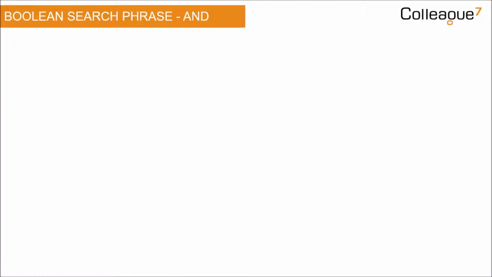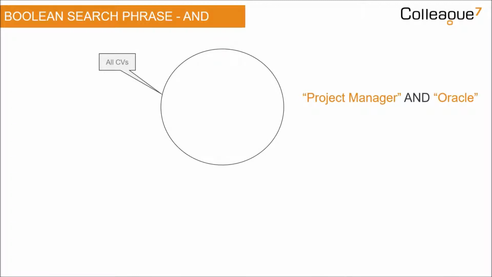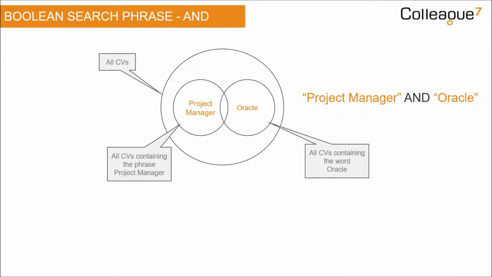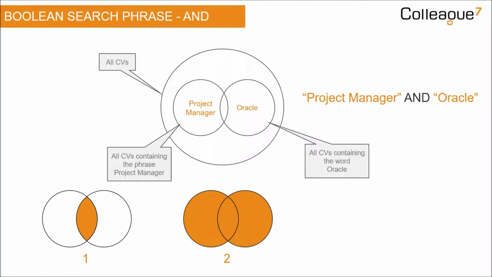Okay, so in this slide we'll be looking at AND logic. The specific example is project manager and Oracle. So we're going to be searching all CVs, and in some of those CVs we'll be finding project manager, and in some we'll find Oracle. What's important to understand is that in this scenario, the CVs that we're going to find will be CVs highlighted in section 1. So we're not going to be finding CVs that contain either project manager or Oracle. We're only going to be finding CVs that have project manager and Oracle held within them.